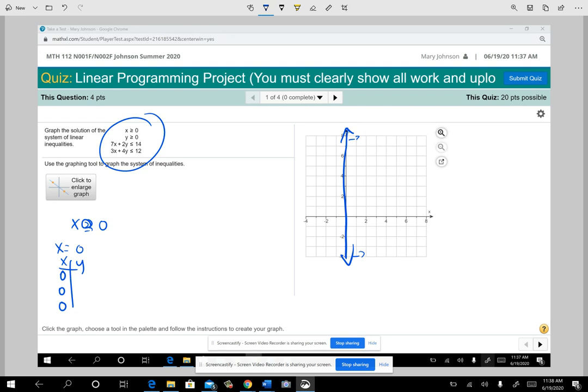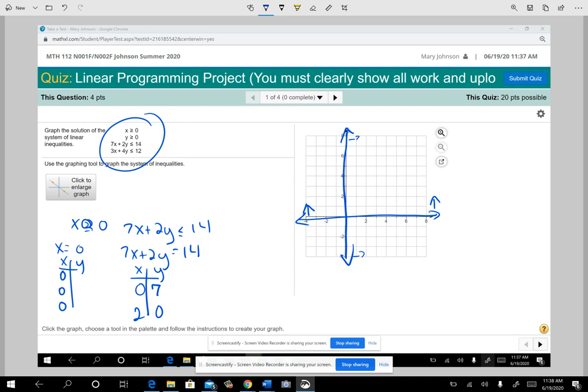So you do the same for the y. That's going to turn out to be here, and you want to shade above. And then for the 7x plus 2y less than or equal to 14, you would graph that inequality, which means you graph the equation, okay? And so you would plot points. You'd find some ordered pairs that satisfy it. So if I put in a 0 for x, I get a 7. If I put in a 0 for y, x would be 2.